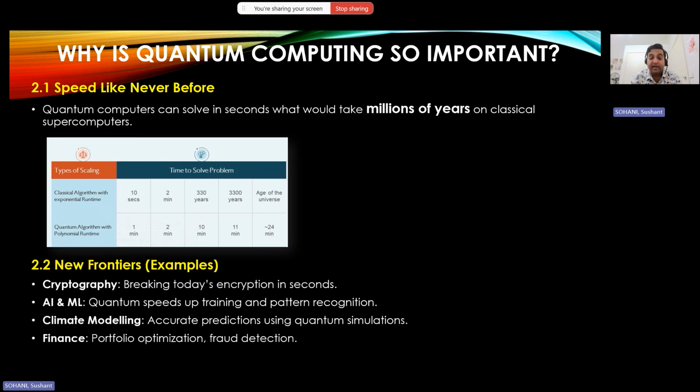AI and ML. AI means artificial intelligence, as we know, and ML is machine learning. Quantum speeds up training and pattern recognition. We'll discuss that in more detail. Climate modeling: accurate predictions using quantum simulations. Okay, the weather predictions kind of. Finance: portfolio optimization and fraud detection. So it is all in the speed and more accuracy because of the entanglement and superposition principles, two principles we discussed on the previous slide.